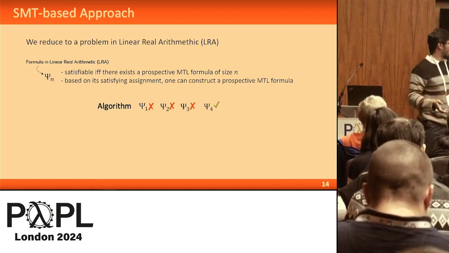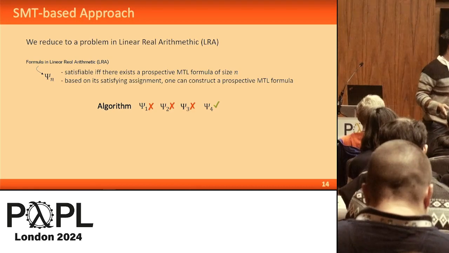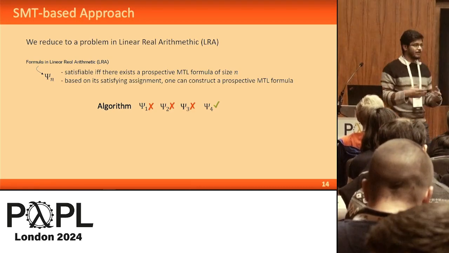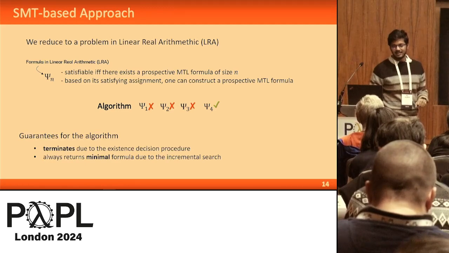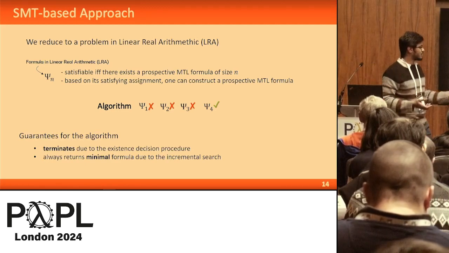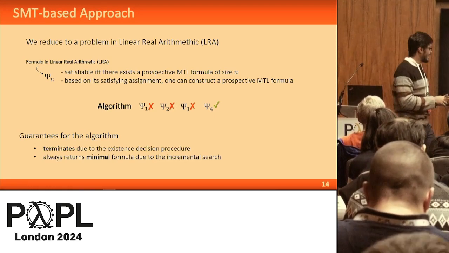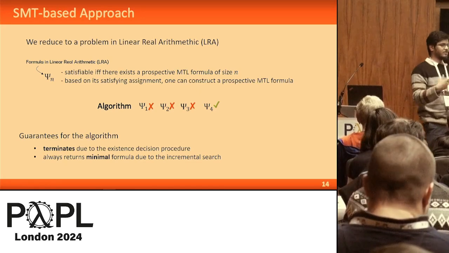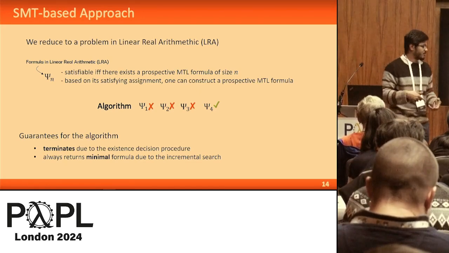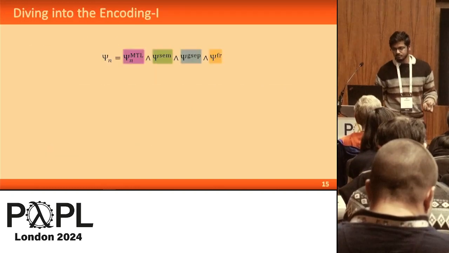So what will our algorithm do? It will just go over these psi formulas that we created over increasing values of n till it finds a satisfiable one. We have the guarantee that it will always terminate because of our previous decision procedure. We check whether there is a solution, and it will always return a minimal formula because of this iterative process, since the first time it's satisfiable, it returns the solution.